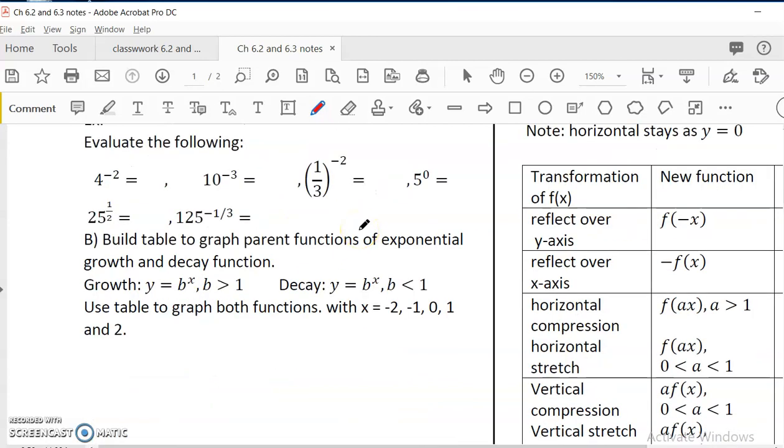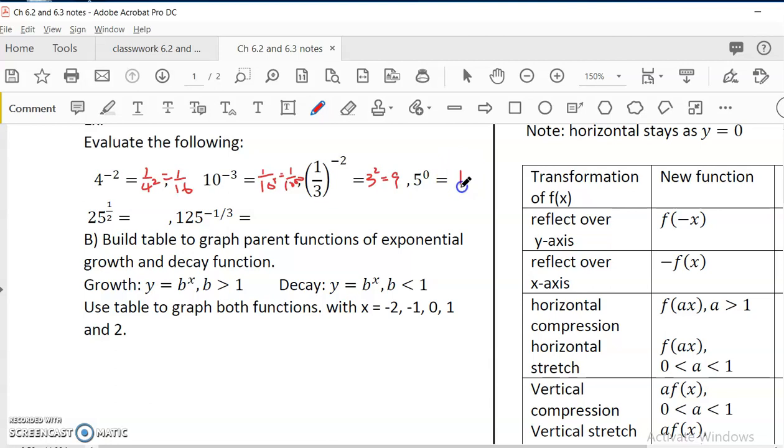So let's do some evaluation, because we need to do that to build our table. If I want 4 to the negative 2, that means 1 over 4 squared, that is 1 over 16. If I do 10 to the negative 3, that means 1 over 10 cubed, that means 1 over 1000, right? If I have 1 over 3 to the negative 2, that is just 3 squared, equal to 9.